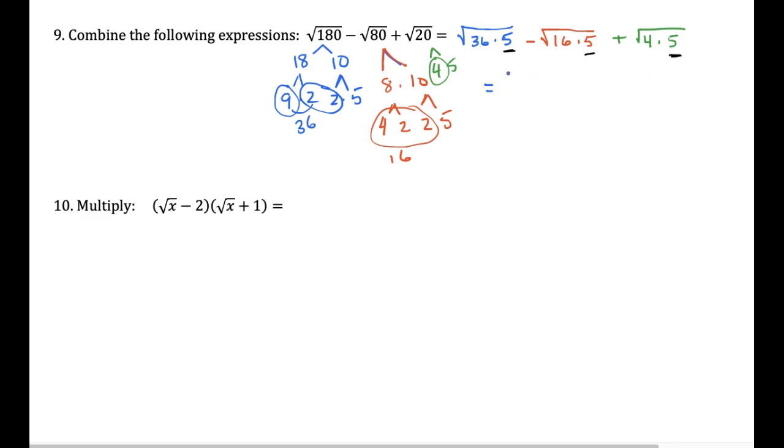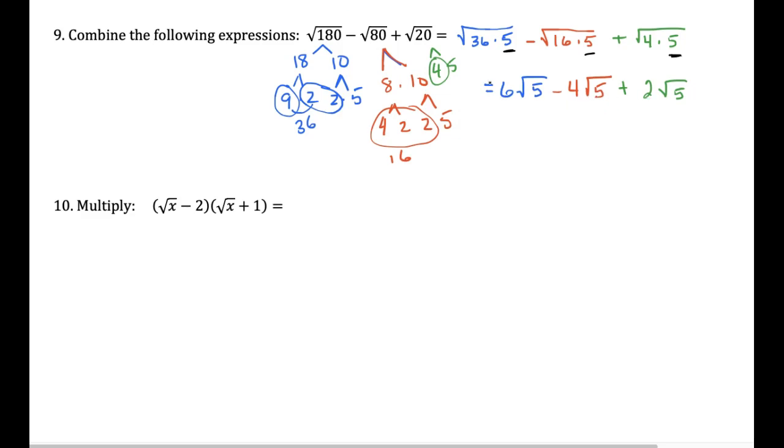All right, so the blue one, square root of 36 is 6, square root of 5 stays square root of 5. The red one, square root of 16 is 4, and square root of 5 is square root of 5. And the green one, square root of 4 is 2, and the square root of 5 is square root of 5. So now I just have 6 minus 4 plus 2. So 6 minus 4 is 2 plus 2.